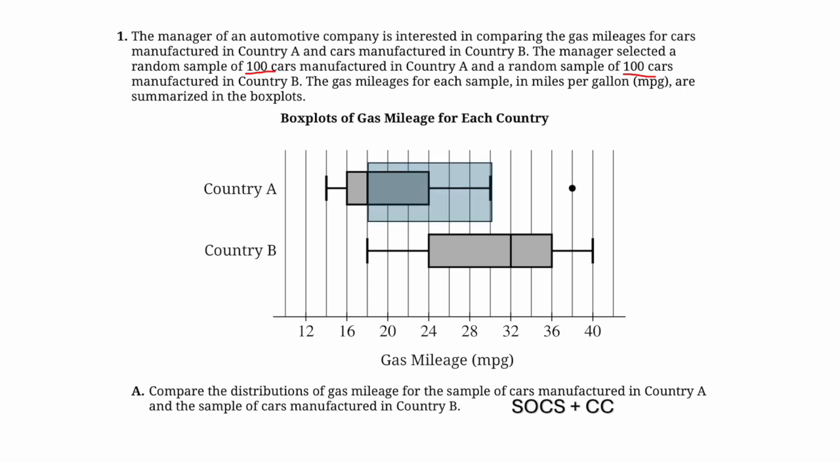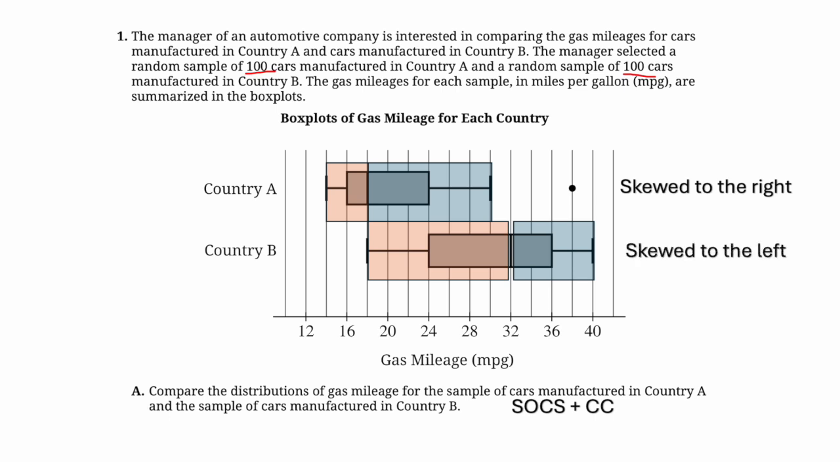So now look at the first box plot for country A. The distance from the median to the maximum is greater than the distance from the median to the minimum, indicating that the skewness is towards the increasing side, or skewed to the right. Now for country B, on the other hand, the distance from the median to the maximum is less compared to the distance from the median to the minimum, indicating that the tail is towards the decreasing side, or skewed to the left.